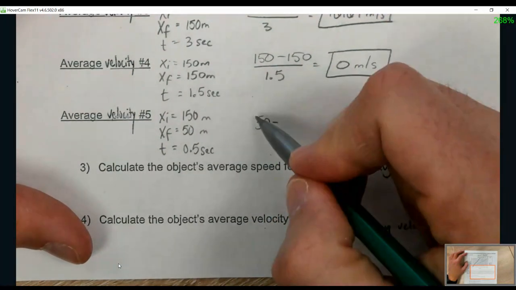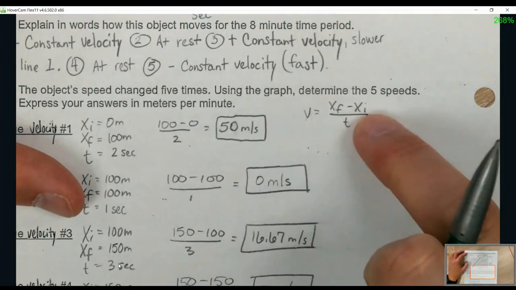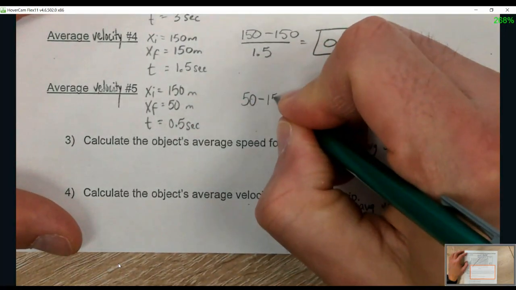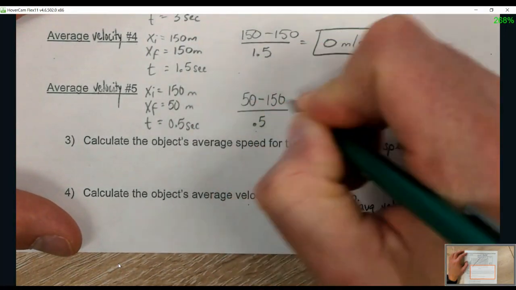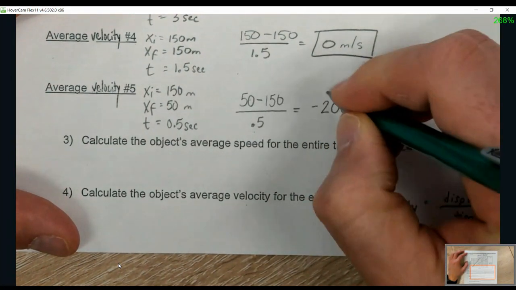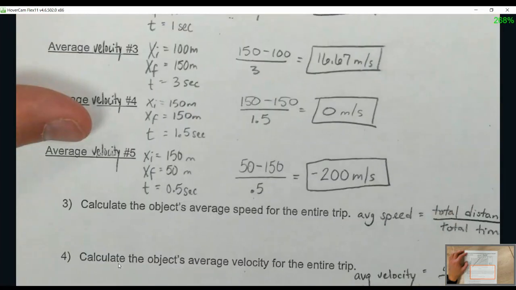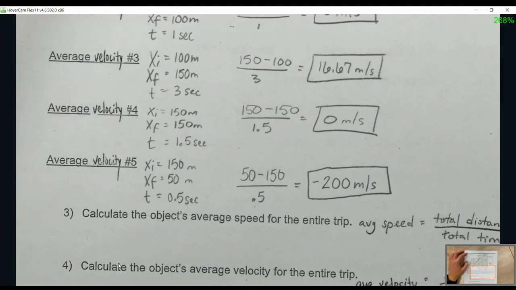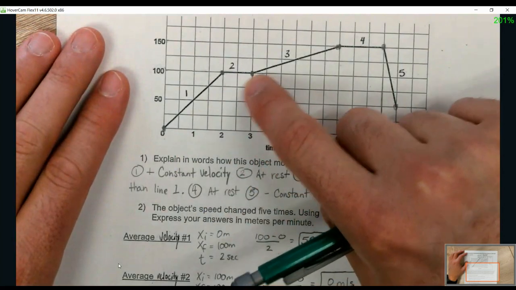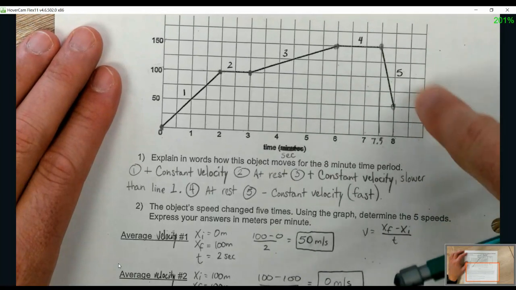I saw a couple people go 150 minus 50 over the time, but you have to be careful. The equation says xf minus xi. So you have to take the 50 minus 150 and divide it by the time of 0.5. And when you do that in your calculator, you come out with negative 200 meters per second. Now think about it again. Yes, you can have negative velocity, because the negative is indicating direction. This was positive, 0, positive, 0. This one changed direction, so that's why we have the negative on that.